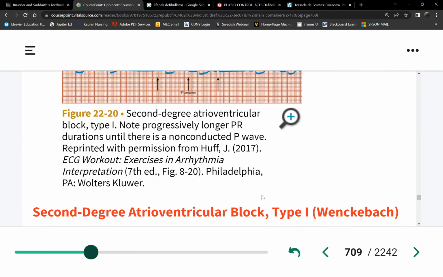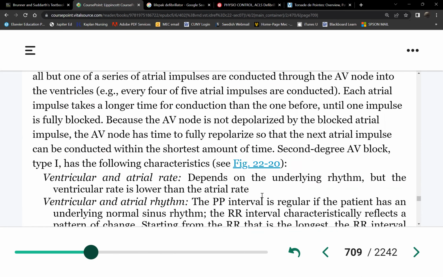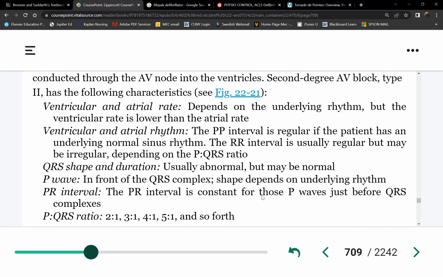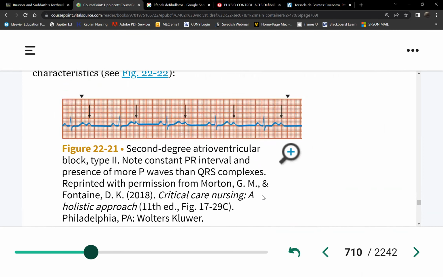Type 2, however, is now dangerous because the patient now loses a ventricular contraction. Okay, so here's type 2. Now they lose a QRS. In type 2, there is no progressive lengthening of the PR interval. In type 1, what happened? Progressive lengthening. Long, longer, even longer. But they don't lose any QRS. There is a QRS for every P wave.